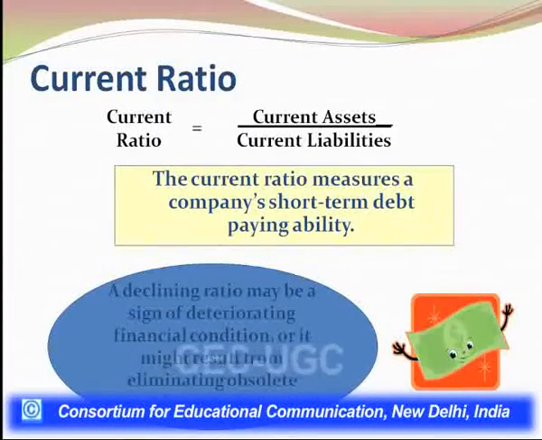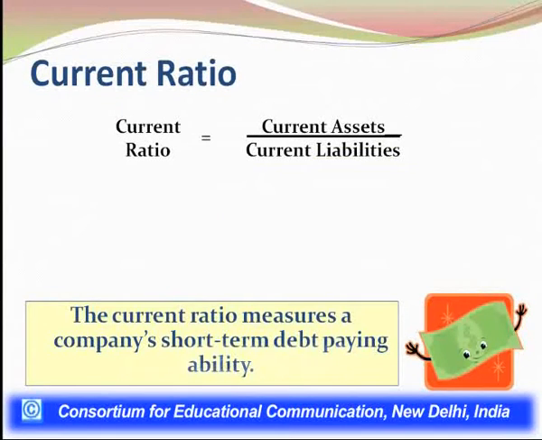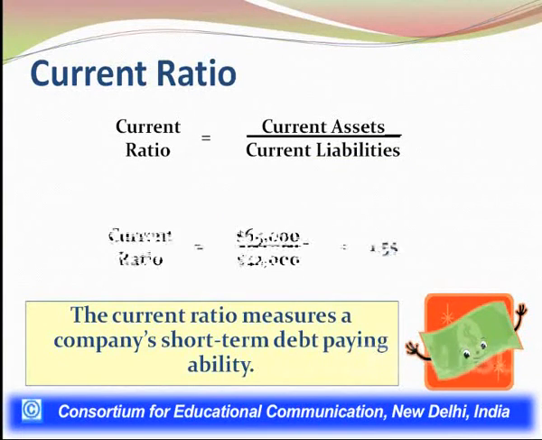We all know current ratio is calculated by dividing current assets by current liabilities, as the slide is showing in front of you. This is a measure to find out how well a company is able to meet its immediate or short-term liabilities. So let's have a look at how we can calculate this for the company.